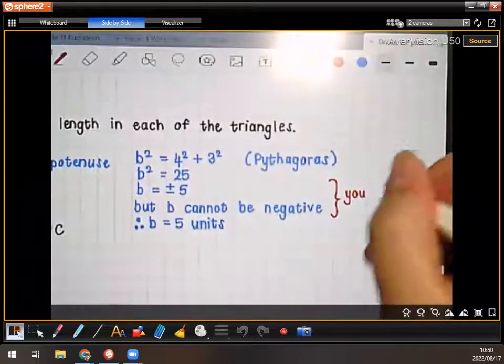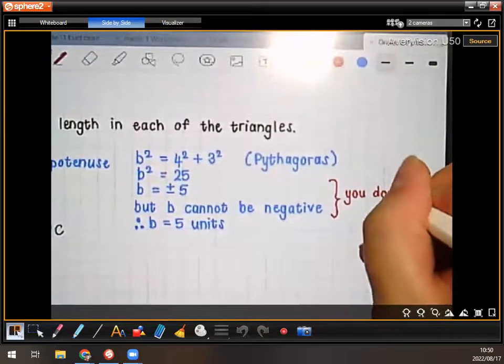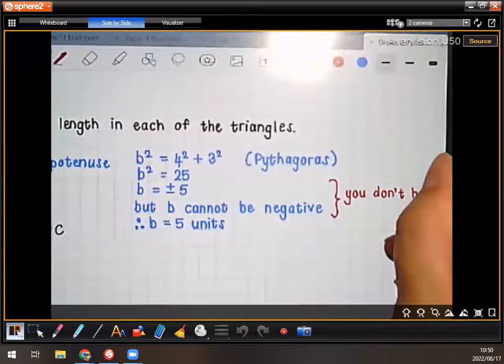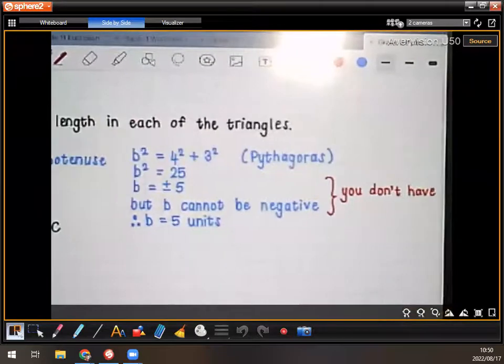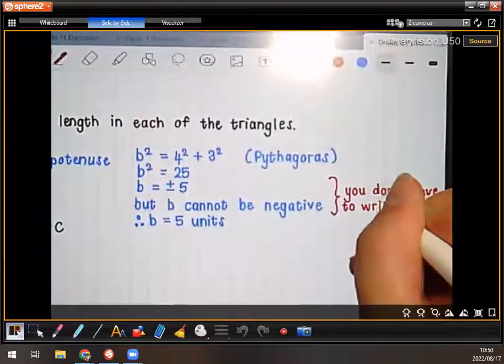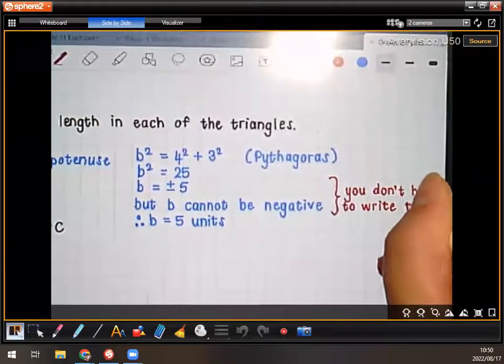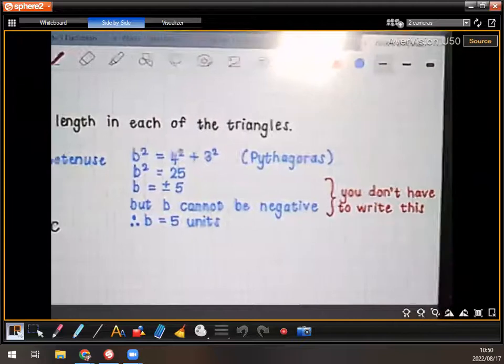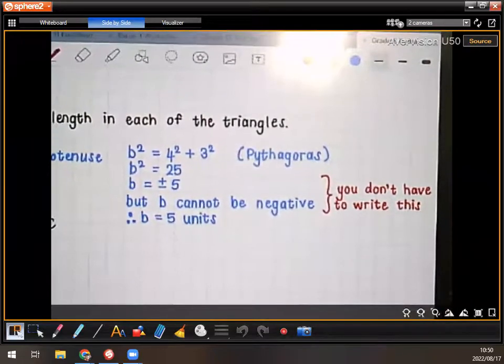Okay, let's just add here, you don't have to write this. Often what I found is because when we do Pythagoras, we don't write the plus or minus thing, then when we go back to equations, everyone forgets about the plus minus. Okay, so I will keep reminding you guys of that just so that you don't forget.